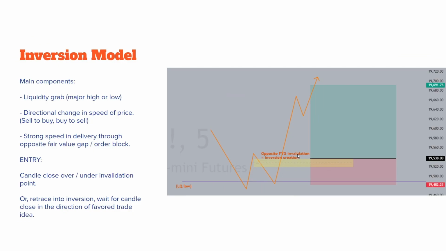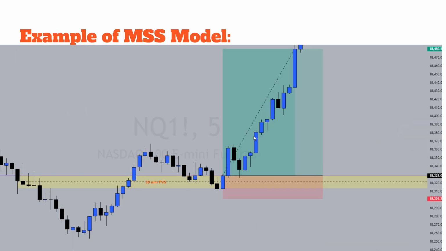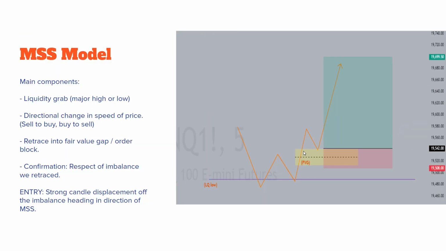So opposite fair value gap invalidation equals inversion creation. Boom, you see price trade through it. As soon as you see that candle close over around here, boom, you take it and you go for higher, right? This is why I like inversions as well, guys, because in some instances you don't get an FVG entry, being that we see price shoot up here, but never got that retracement because price is so bullish, right? Sometimes price is so bullish to the point where it doesn't feel like it needs to rebalance off this 5-minute, so it just goes right away.